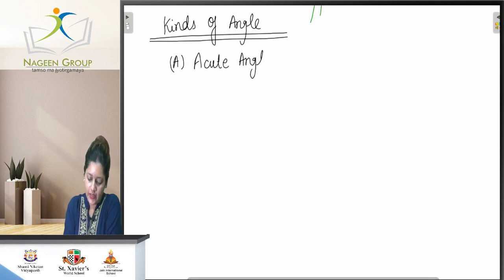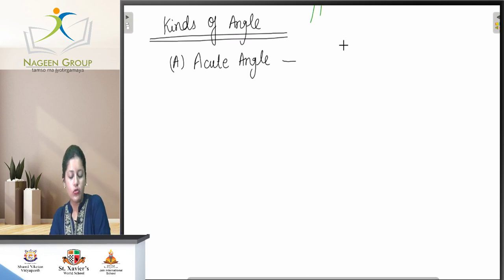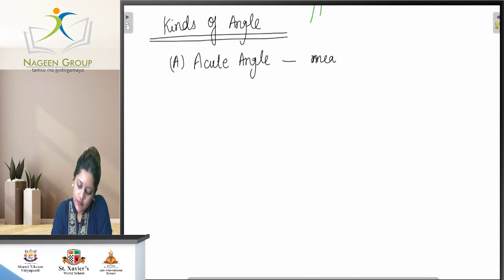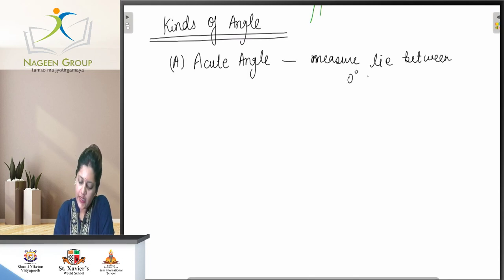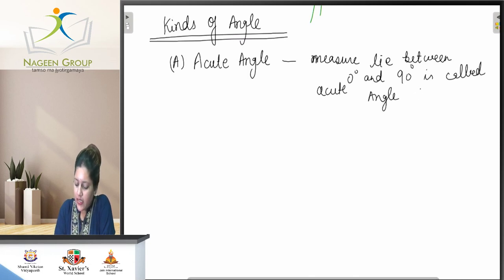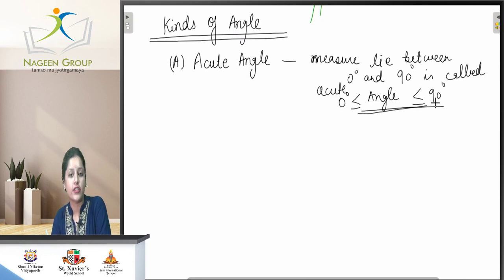Acute angle. An angle whose measure lies between 0 degrees and 90 degrees is called acute. You can also say that the angle is less than 90 degrees and greater than 0 degrees. This is known as an acute angle.